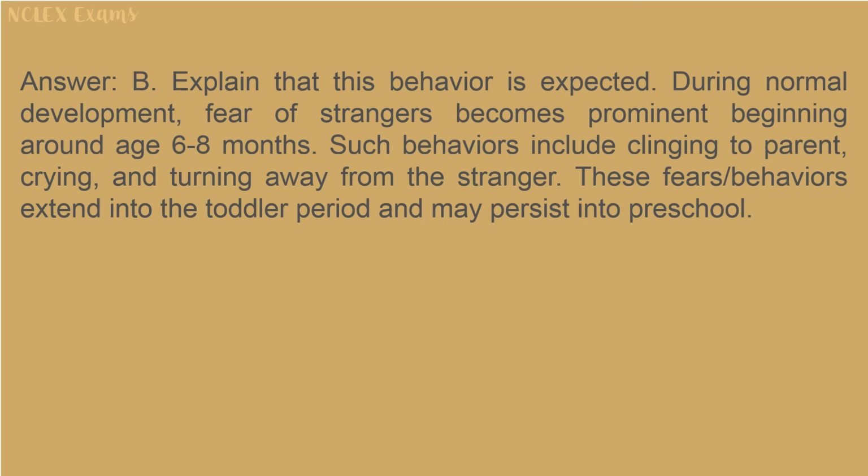Answer: B. Explain that this behavior is expected. During normal development, fear of strangers becomes prominent beginning around age 6-8 months. Such behaviors include clinging to parent, crying, and turning away from the stranger. These behaviors extend into the toddler period and may persist into preschool.